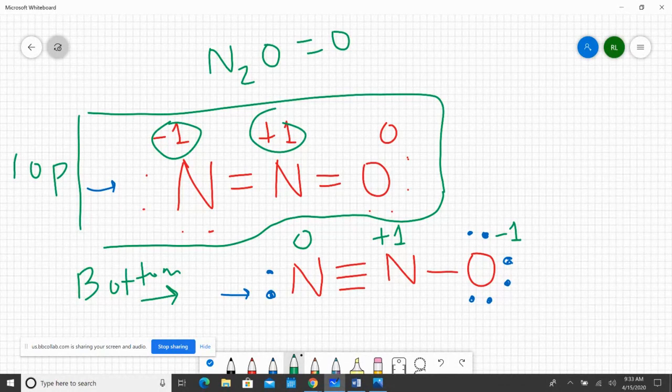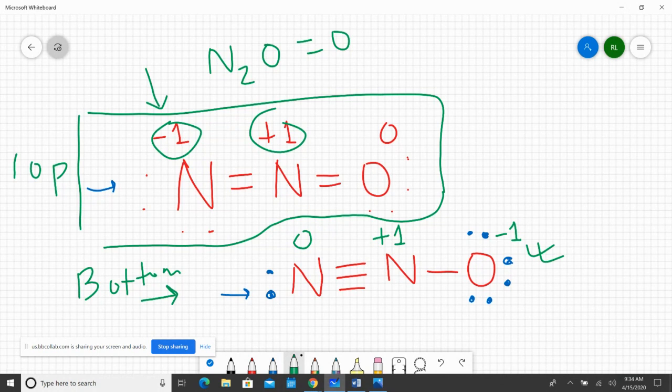Now the last one says that if there must be an atom with a negative formal charge, then it is assigned to the most electronegative atom in the structure. This structure has -1 on the oxygen atom, whereas this structure has -1 on the nitrogen atom. That's the only difference. My rule says that the -1 formal charge is better on the atom with the higher electronegativity, since oxygen is more electronegative than nitrogen.